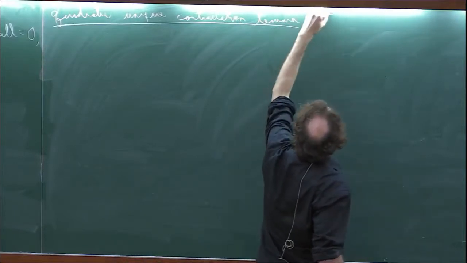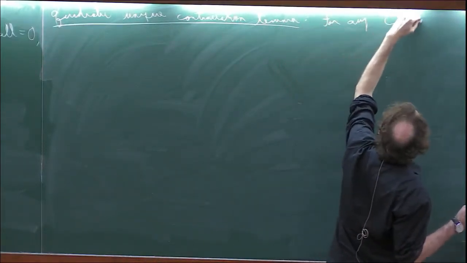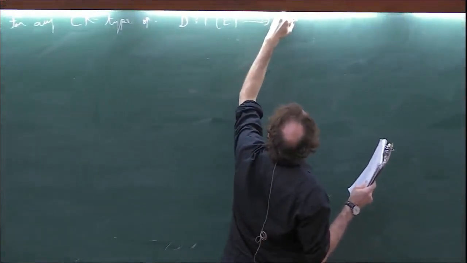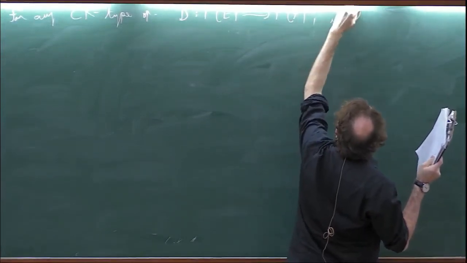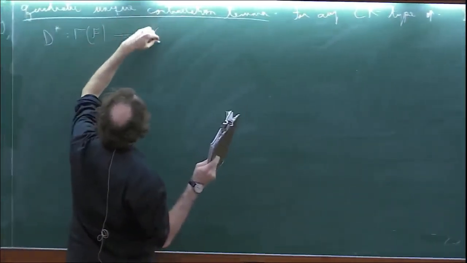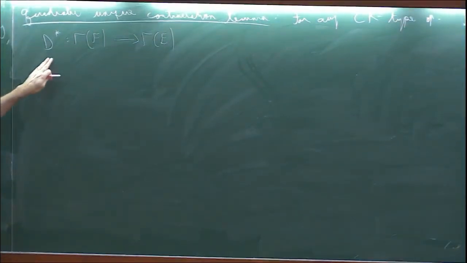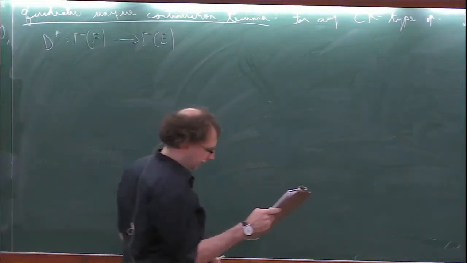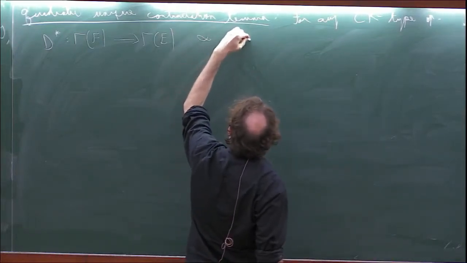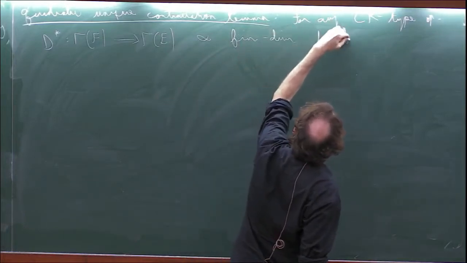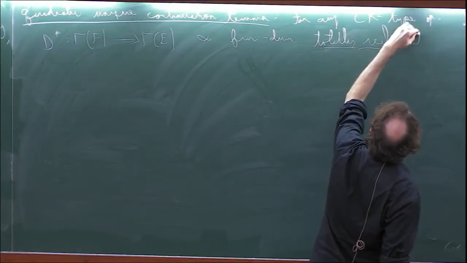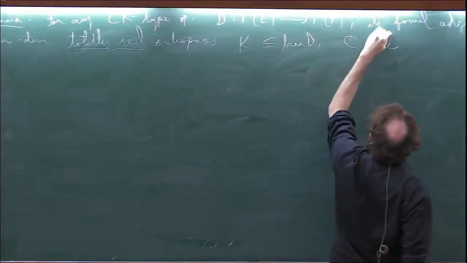It's a local result. It says, for any Cauchy-Riemann type operator D on a bundle E mapping to sections of some bundle F, together with its formal adjoint, which I'll denote by D star, that maps sections of F back to sections of E. So the formal adjoint mainly has the property that its kernel is isomorphic to the co-kernel of D. That's the fact we want to use. And then take a pair of finite dimensional, totally real subspaces, K in the kernel of D and C in the kernel of D star.